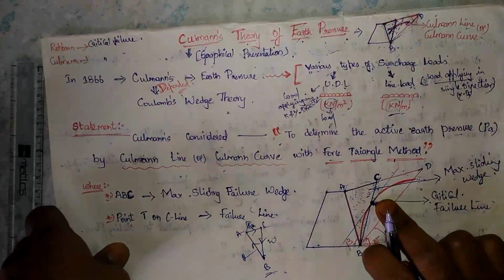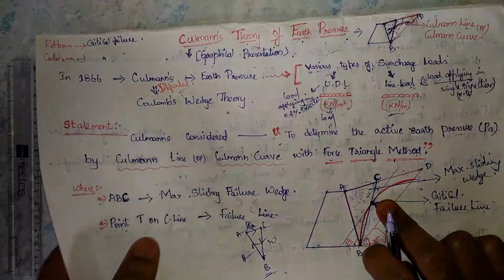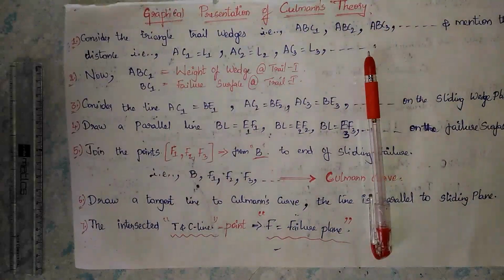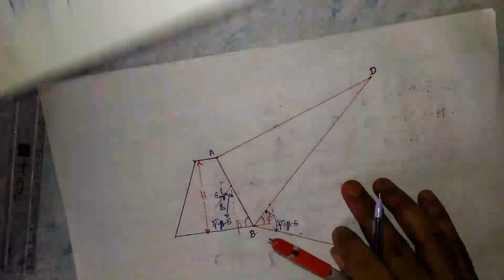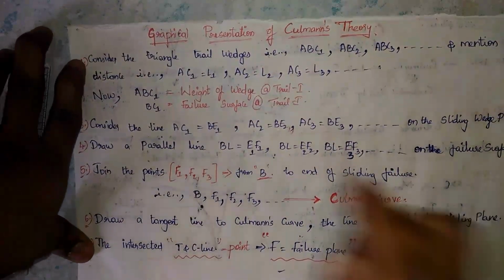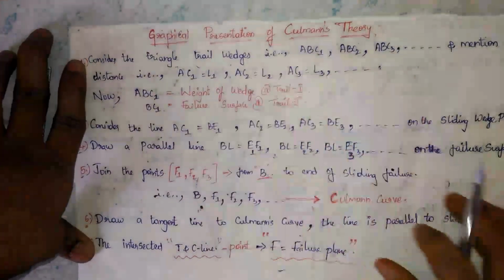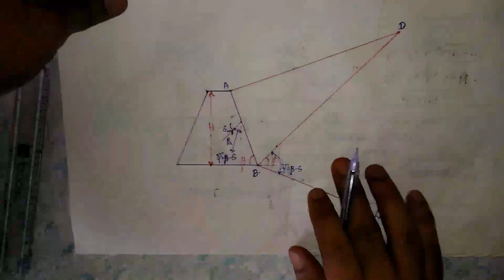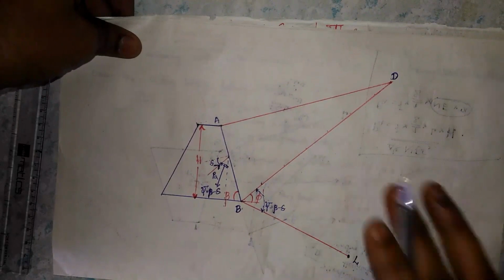Okay, let's move to the graphical presentation of Culmann's theory. Here, consider the triangular trial wedges, that is ABC1, ABC2. Sorry, before going to these points, let us take a small figure, the same as in Coulomb's wedge theory.